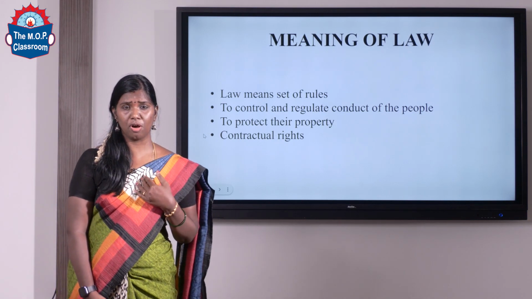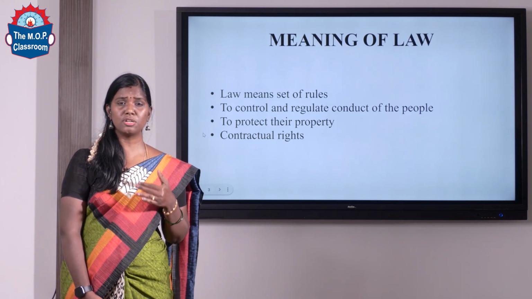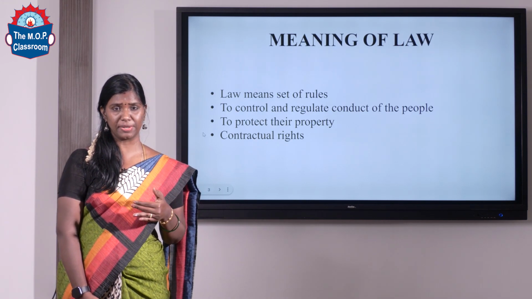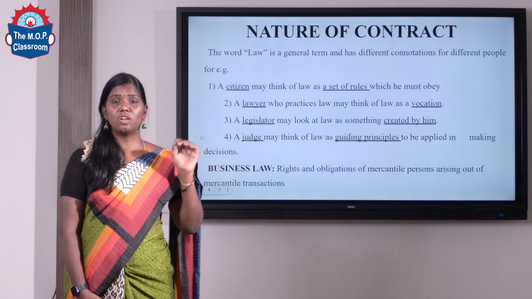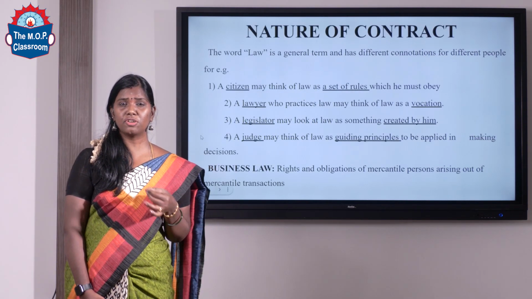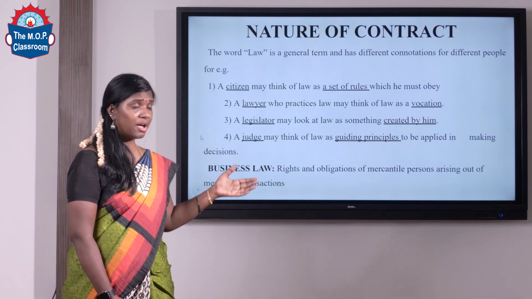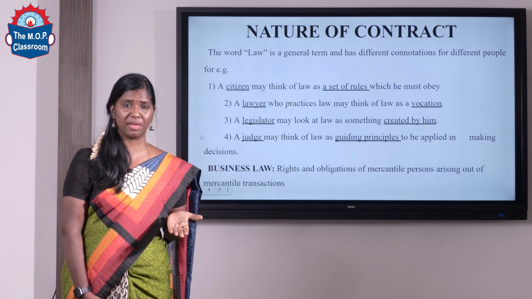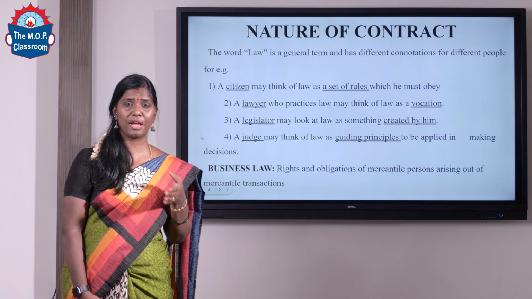So meaning of law. So what is law? Law means set of rules to control and regulate the conduct of the people and to protect their property, contractual rights. So law as a general term gives different connotations to different people. So a citizen may think of law as a set of rules which he must obey, and a lawyer who practices law may think of law as a vocation.